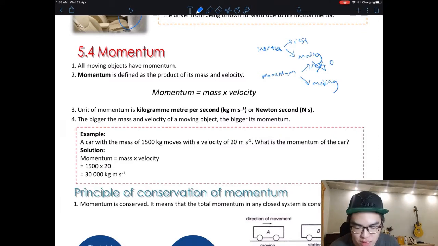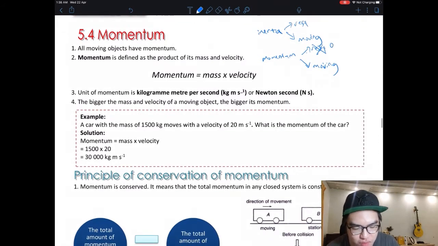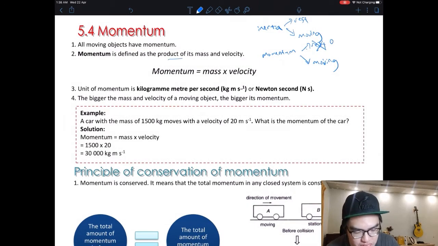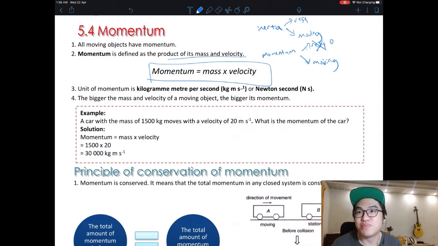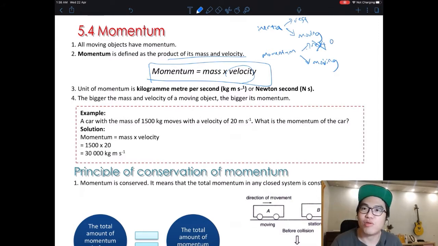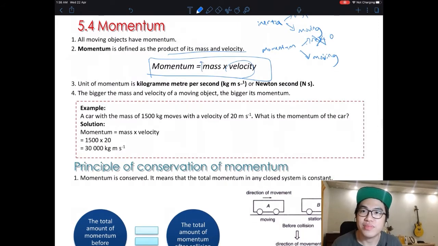So what is momentum? Momentum is the product of mass and velocity, which means mass times velocity. Remember what is velocity? Which is speed. So mass times velocity is momentum. So the heavier my object is, the higher the momentum. A lorry has more momentum than a car.